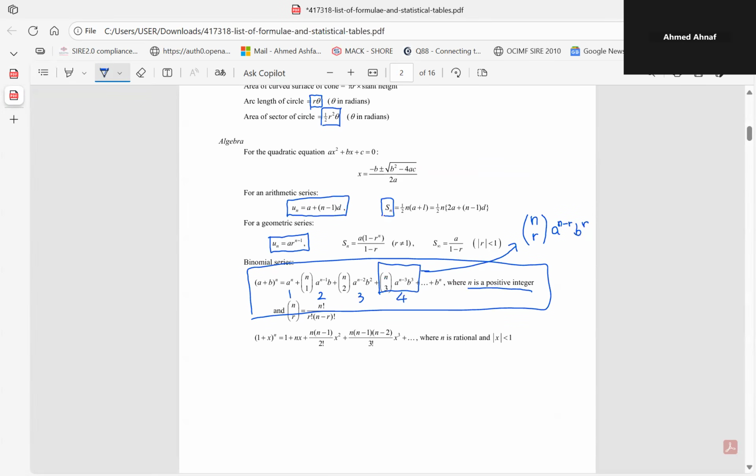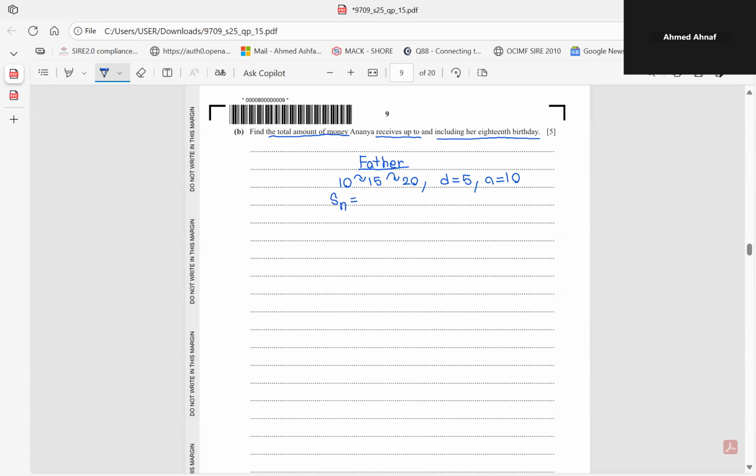So we're given two formulas in here. This one, which requires you to know L, which is the last term. Or we can use this longer formula, which doesn't require you to know L. It just requires you to know n, a, and d. So we're going to use the second one. So half n times 2a plus n minus 1 d.